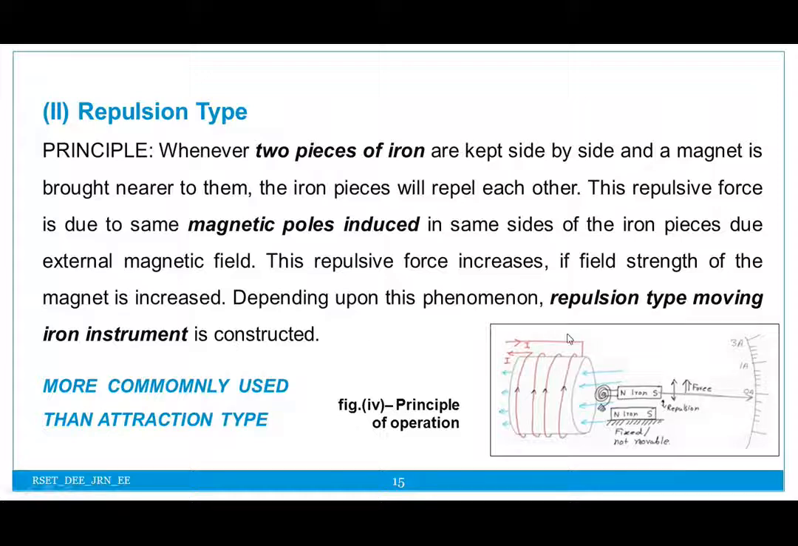So the basic difference is that in the previous case, the attraction type, you are having only one iron piece. Here you are having two iron pieces. Being an electromagnet, identical poles are induced in these two soft iron pieces: north pole over here and north pole over here, south pole over here and south pole over here. Since both poles are alike, there is a repulsive force acting on the moving part. Depending upon this phenomenon, the repulsion type moving iron instrument is constructed, more commonly used than the attraction type. So this is the basic principle of operation.